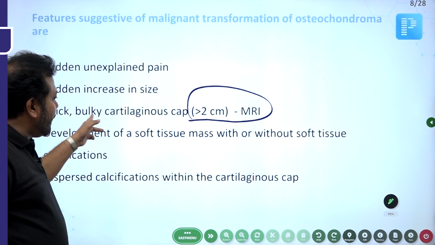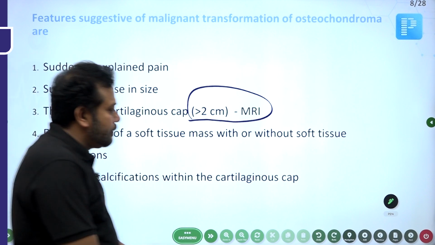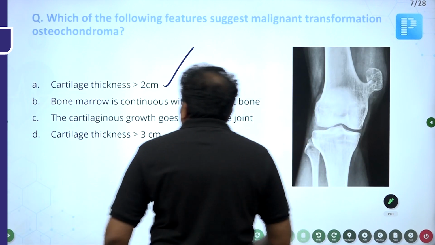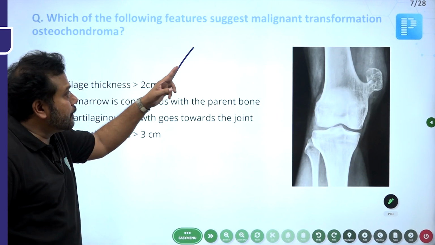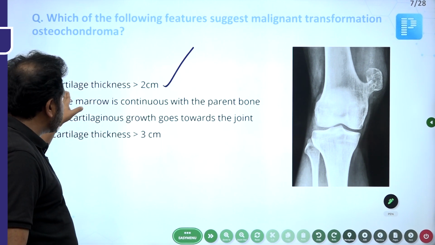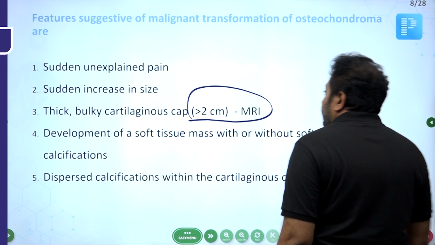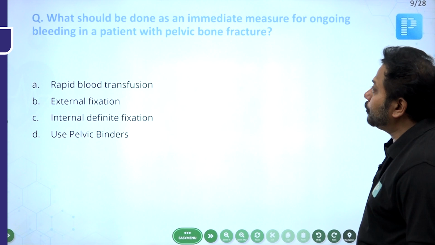So, thick, bulky cartilaginous cap more than 2 centimeters, which is an MRI finding, is the correct answer in our exam. Which one of the following features is suggestive of malignant transformation of exostosis or osteochondroma? Of the 4 choices, more than 2 centimeters is the right answer. Yes. Then, coming to the 4th question.